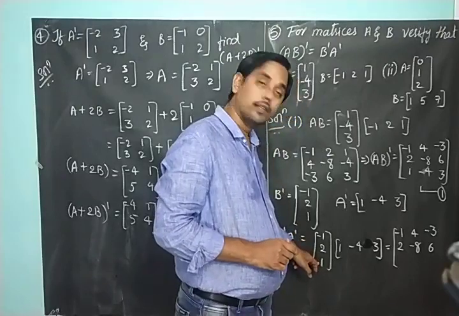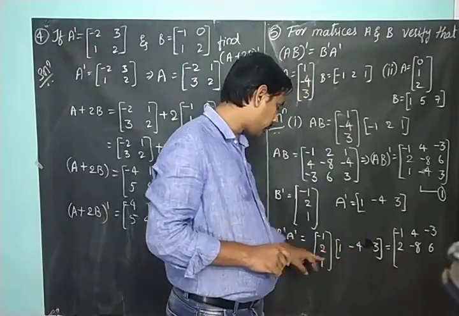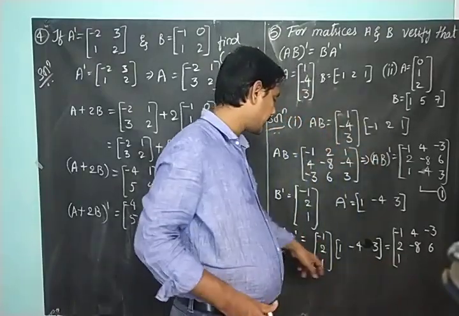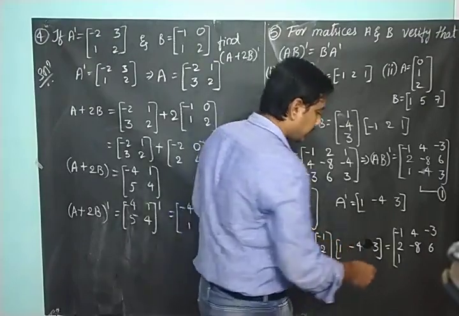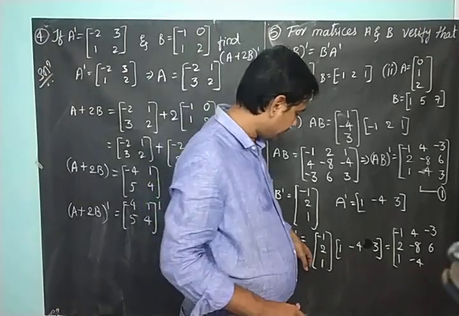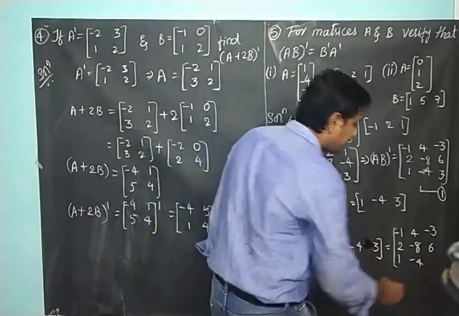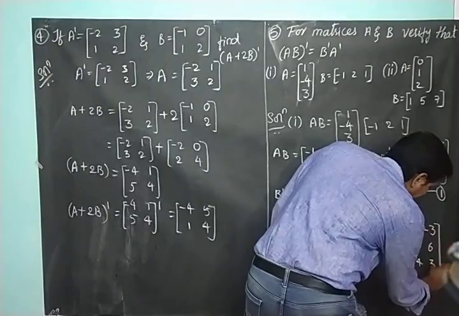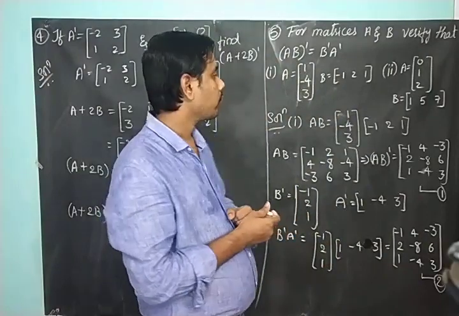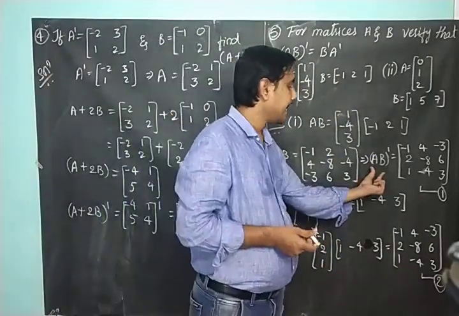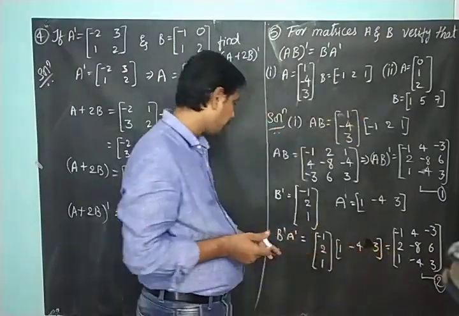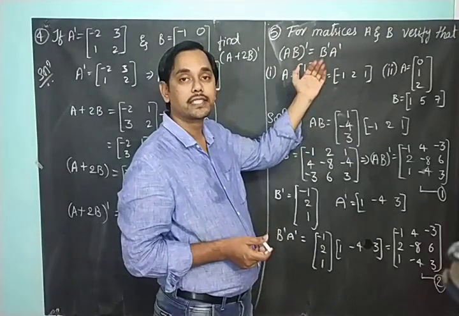Next, third row into first, second and third column. Third row into first column, 1 into 1, that is 1. Third row into second column, 1 into minus 4, that will be minus 4. Then third row into third column, 1 into 3, that will be 3. Okay. So what is there in equation 1? A into B whole dash, nothing but LHS part. What is there in equation 2? B dash into A dash, that is nothing but RHS part.